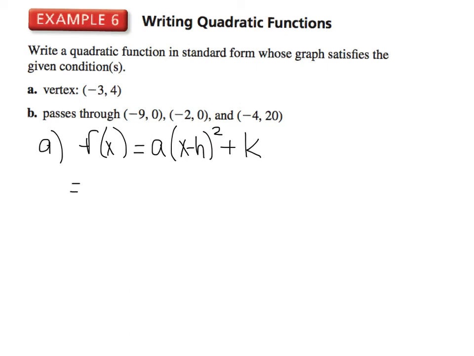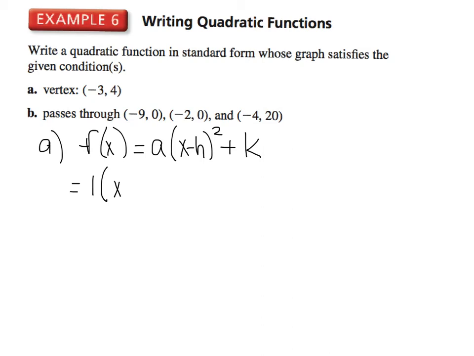So that would give me f of x equals a. We don't know what a is, but here's the deal. Since I don't know a, this could actually be multiple equations. So we're just going to assume a is 1. We don't know that, so this is just one example of what we could write.